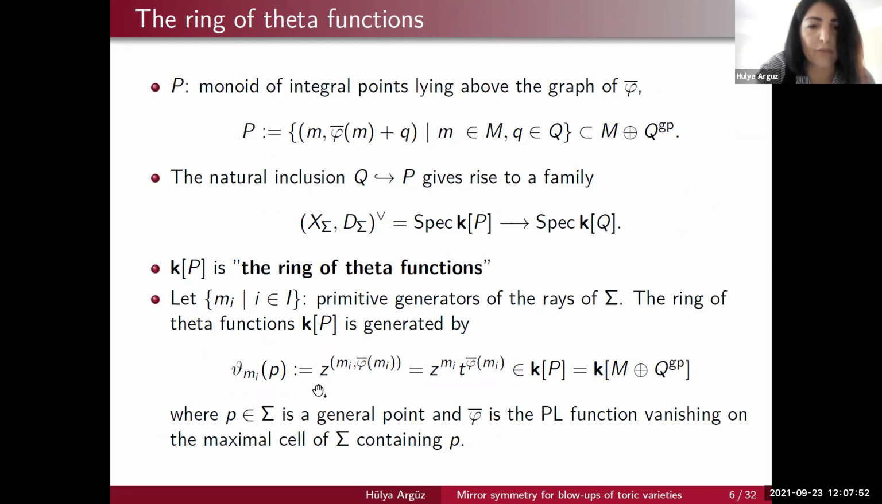And these theta functions are defined by, so if you have an element in the monoid, if you take the corresponding element in the monoid ring, so you have these theta functions, which are of the form z to m_i, phi-bar of m_i, where m_i is, so I'm just writing the generating theta functions. So for my ring of theta functions, I have generators given by theta functions which only correspond to the rays of my toric fan.